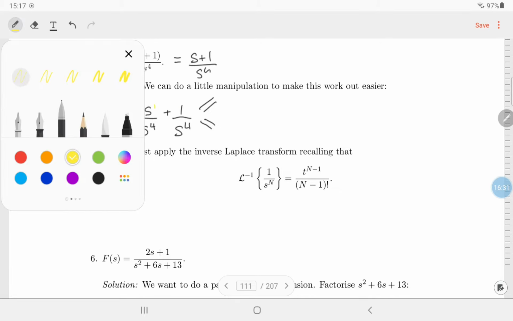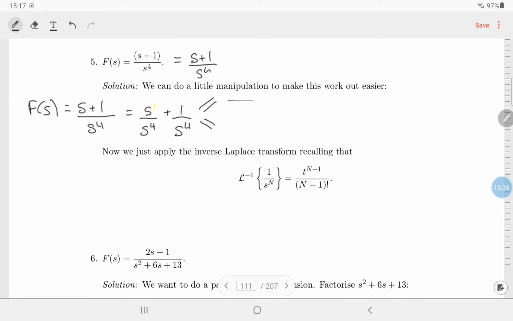It's s to the 1 divided by s to the 4. And you might remember that division of powers means subtraction. So that's s to the power of 1 minus 4 plus 1 over s to the 4. And then you've s to the minus 3 plus 1 over s to the 4. And then you remember that negative powers mean division. So it's 1 over s cubed plus 1 over s to the 4, which both can be sent back using the formula below.